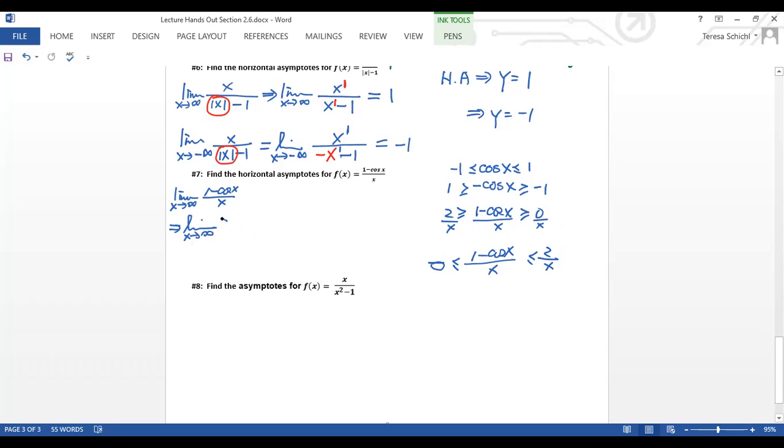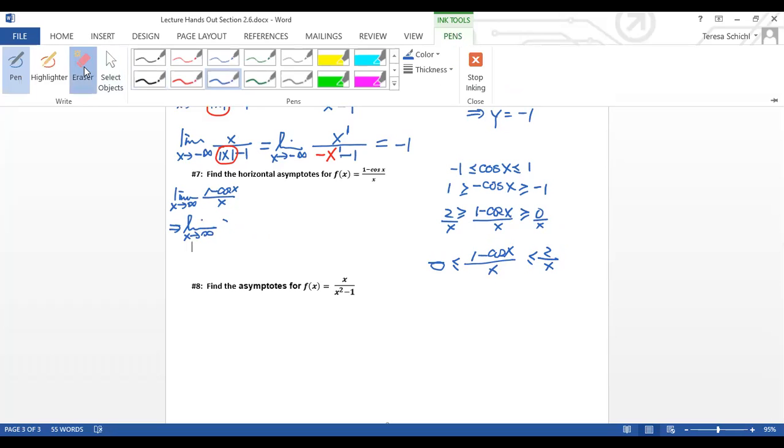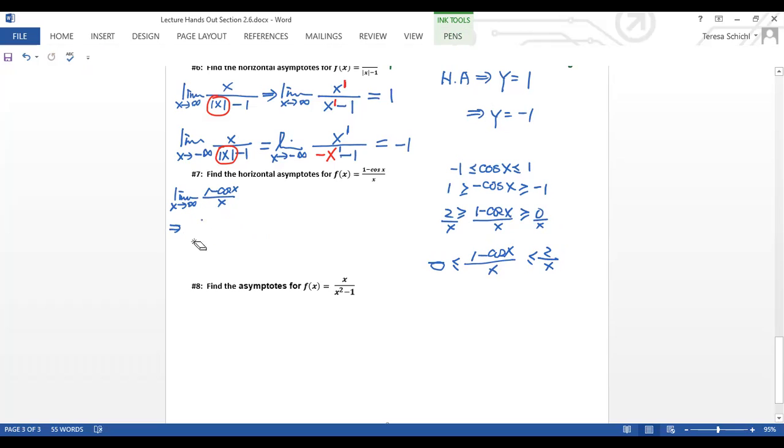So this one's, I can put the limit on all the three sides here. Okay, so I can put this on all three sides. So this is the limit as x approaches infinity.